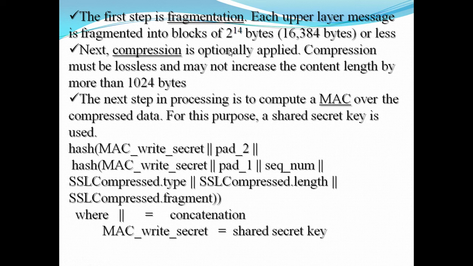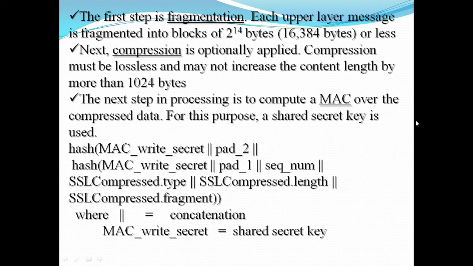Next, use the compression. It is optionally applied. Compression must be lossless and may not increase the content length by more than 1024 bytes. Always make sure that compression is lossless. Then compute the MAC. Generally, the message authentication code is computed over the compressed data.